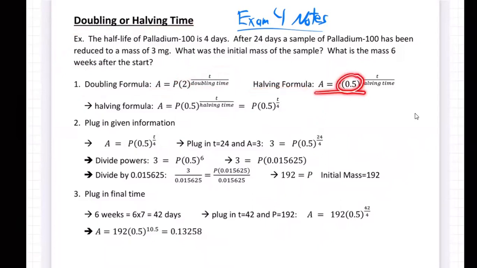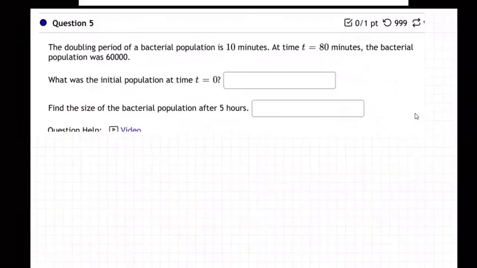It just has a 0.5, which is half, instead of a 2. See the 2 and the 0.5? Doubling and halving. Times 2 and times 0.5, half. Both to the power T over the halving time or T over the doubling time. So on this example, I'm using the halving formula, and I say plug in the given information and find the initial mass. So that's what we're going to do here.